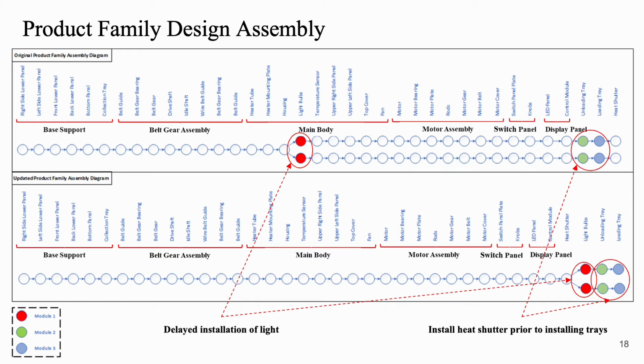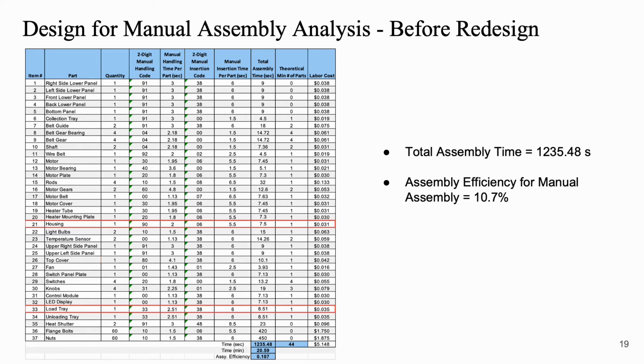In the second assembly diagram, the differentiation is done further down the line that results in saving in logistic and assembly costs as compared to assembly diagram 1. For the selection of one assembly step for adding a platform part and a module part using design for manual assembly analysis, the total assembly time was found out to be 1235.48 seconds and the total assembly efficiency for manual assembly was found out to be 10.7%.